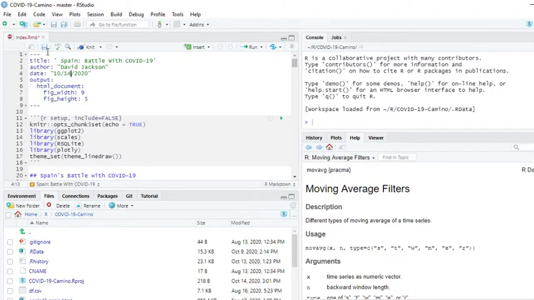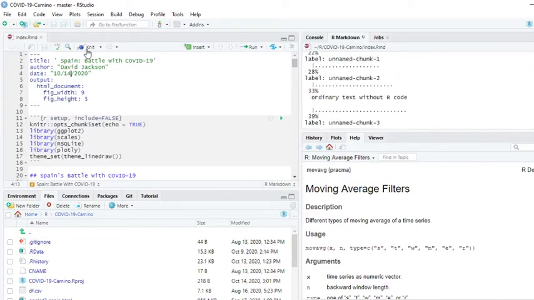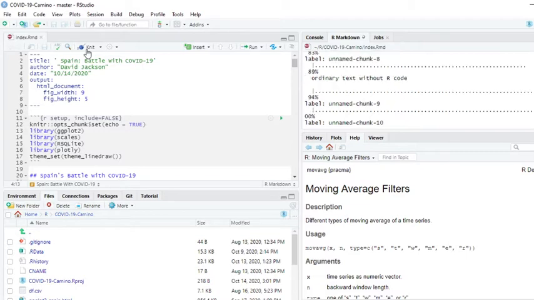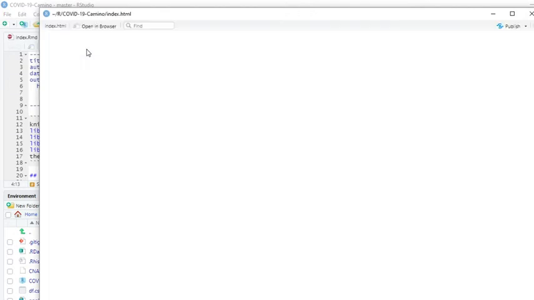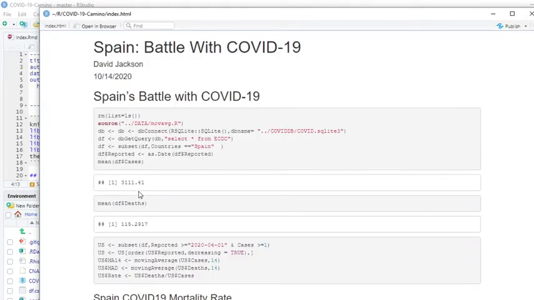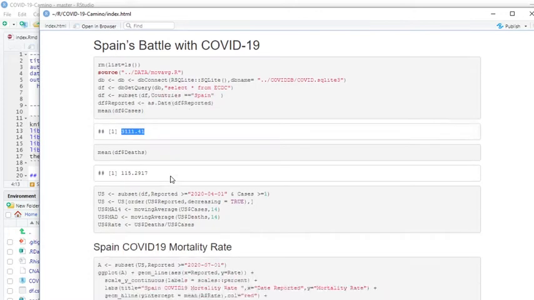Run the report. The data for this report comes from the European Center for Disease Prevention and Control, which is a daily database as opposed to cumulative. Let's just take a look here then. The average number of cases in Spain right now is 3,111 cases per day. The average number of deaths is 115.